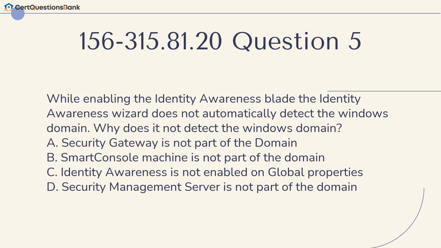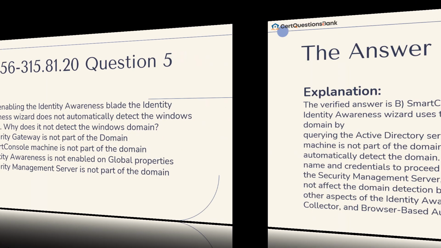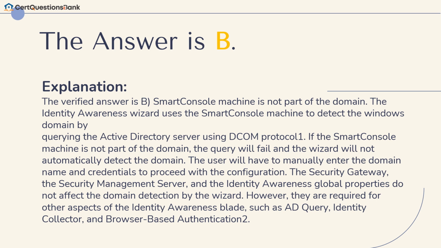While enabling the Identity Awareness Blade, the Identity Awareness Wizard does not automatically detect the Windows domain. Why does it not detect the Windows domain? A. Security gateway is not part of the domain. B. Smart console machine is not part of the domain. C. Identity awareness is not enabled on global properties. D. Security management server is not part of the domain. The answer is B. The verified answer is B.